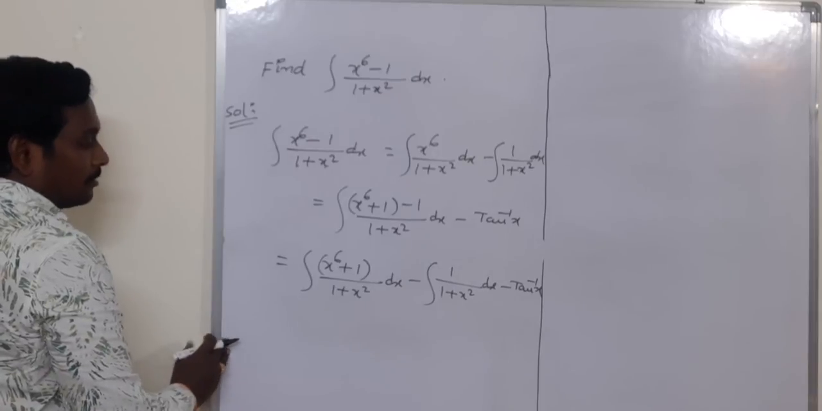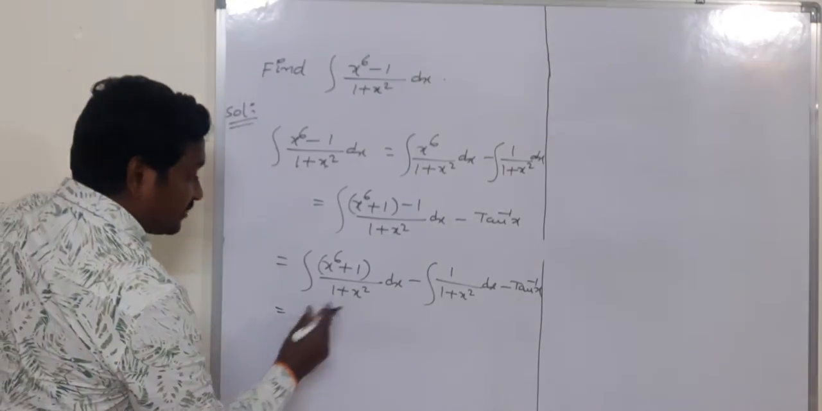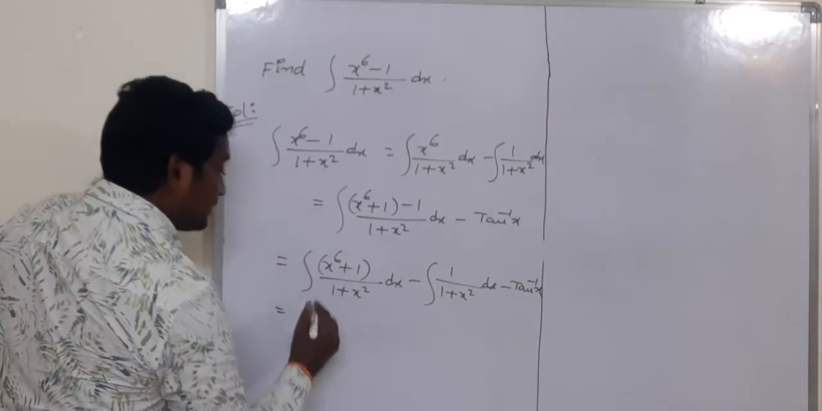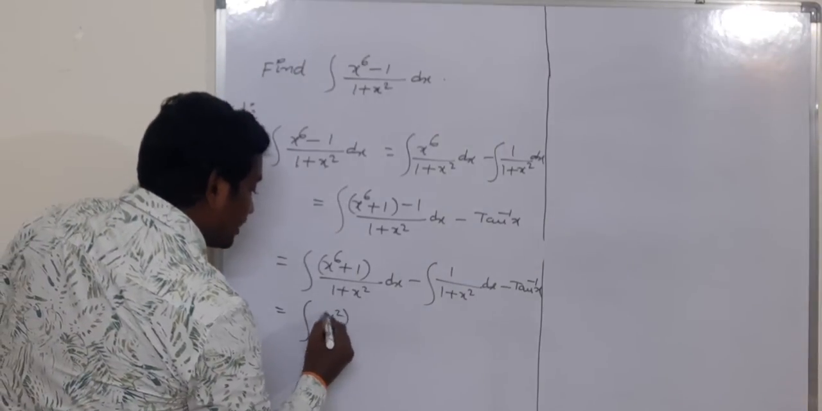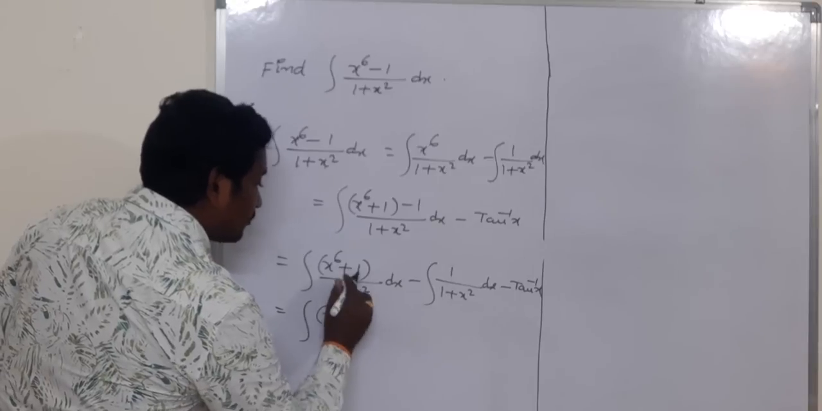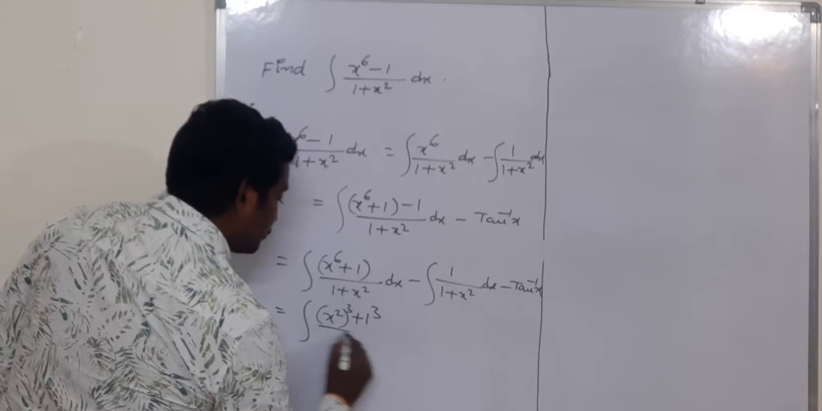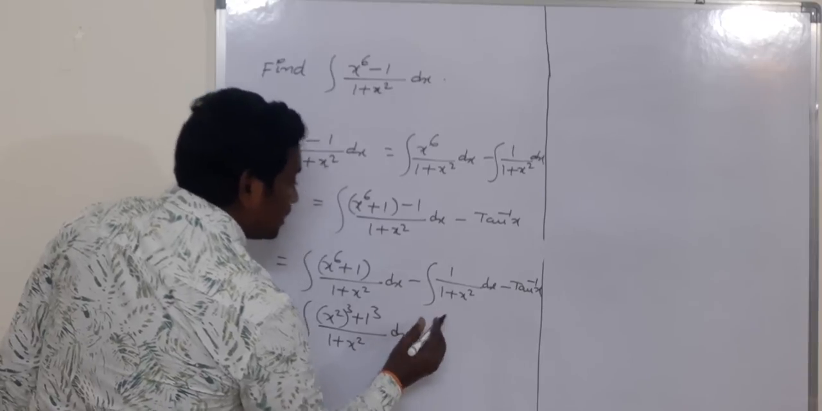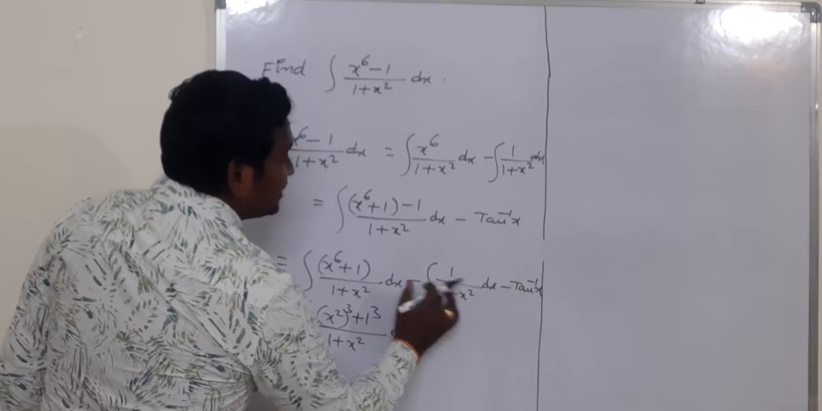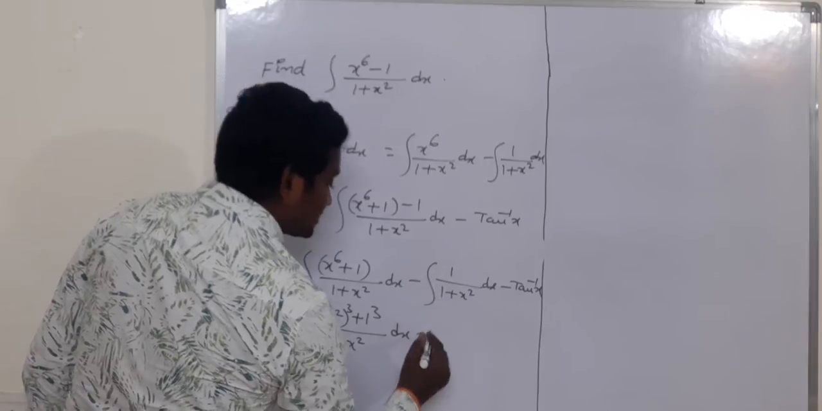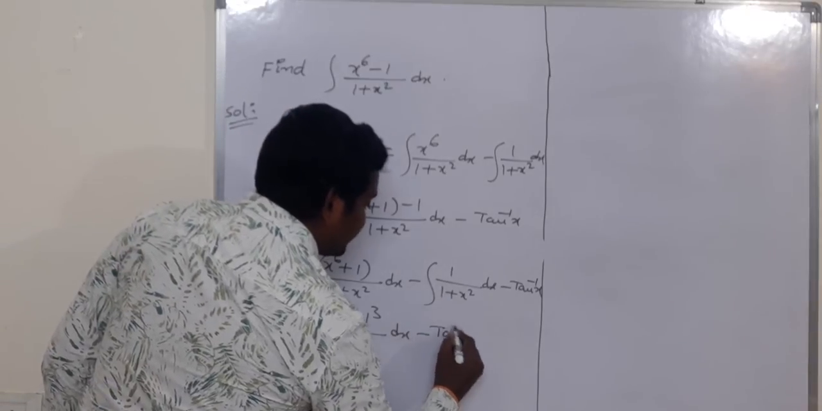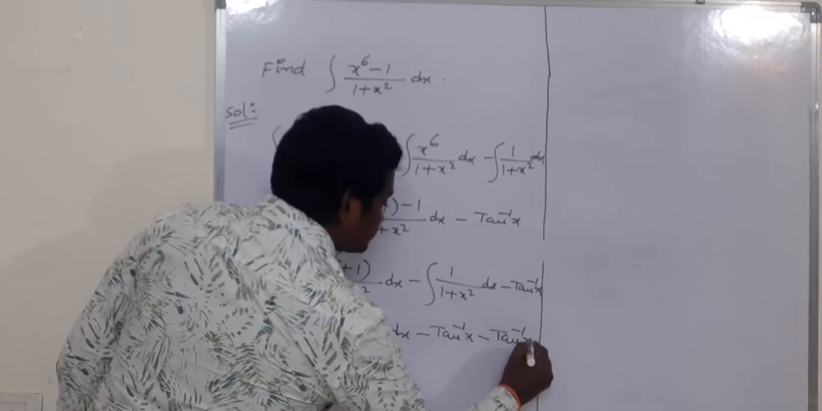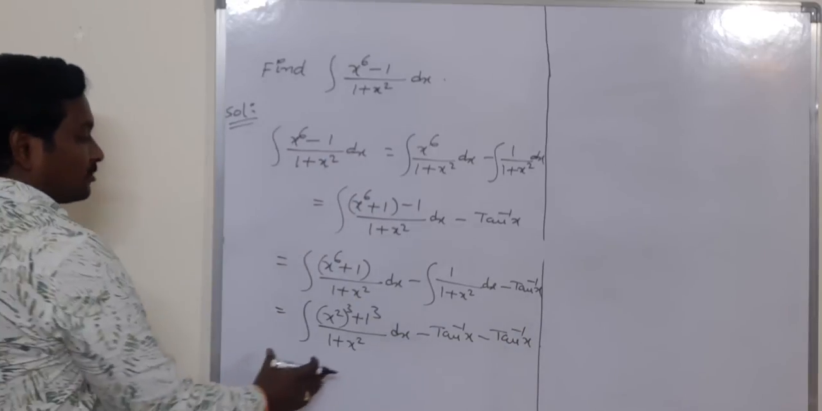Okay. Now this first part can be written as (x square) whole cube, since x power 6 can be expressed as x square whole cube, plus 1 can be written as 1 cube, whole by (1 plus x square) dx. So again here we get integration of 1 by (1 plus x square) dx. So you will get tan inverse x. Already we have another tan inverse x here.